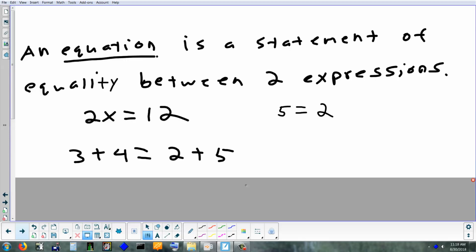Let's start with 5 equals 2. It's an equation. Any thoughts about that equation? 5 equals 2? Yep, it's not true. That's a contradiction.